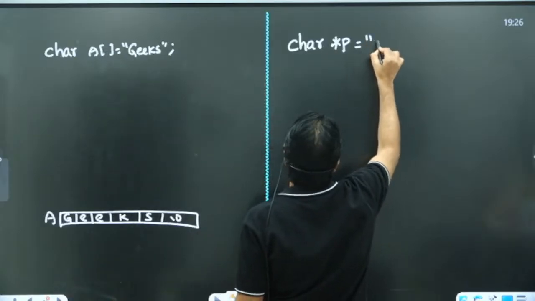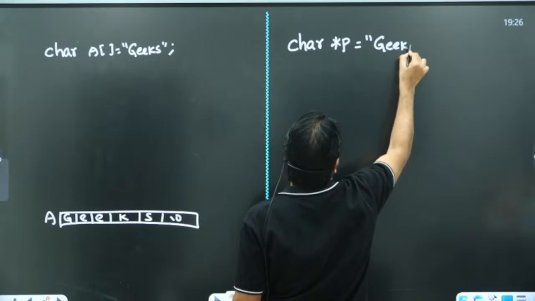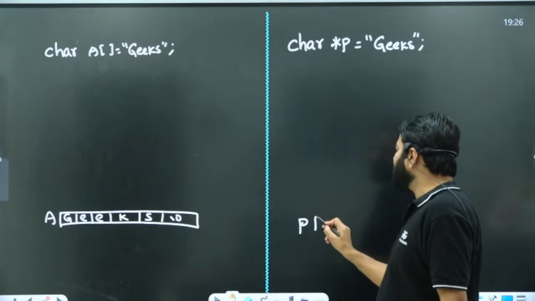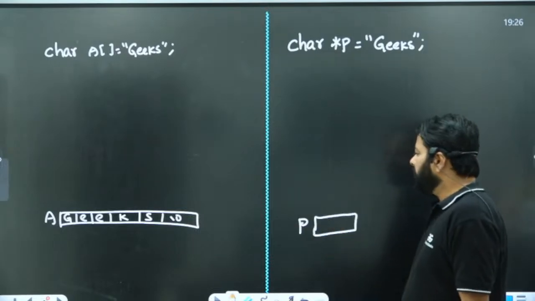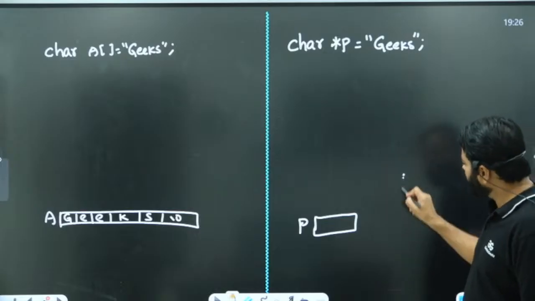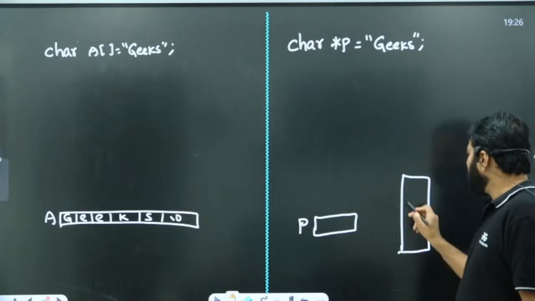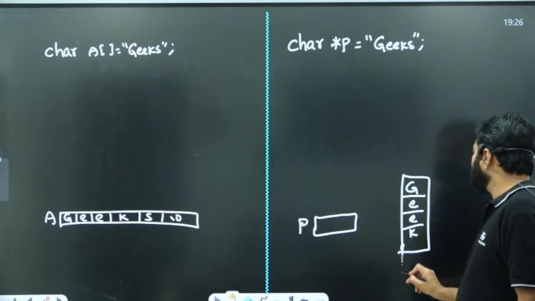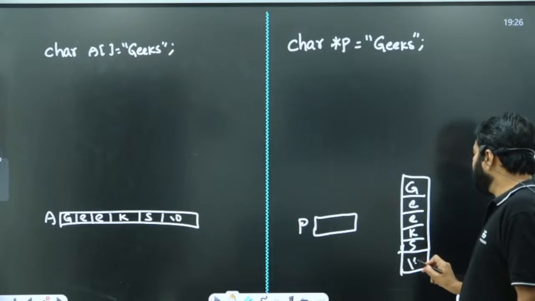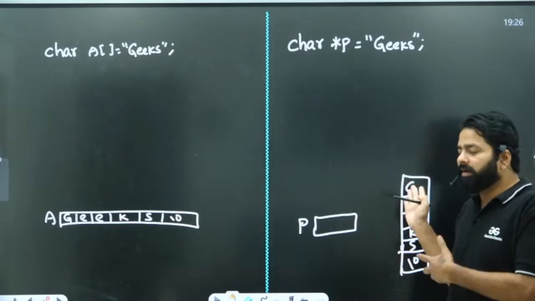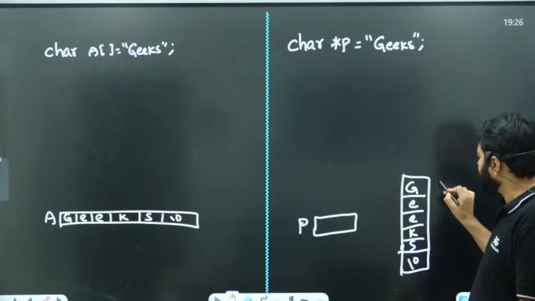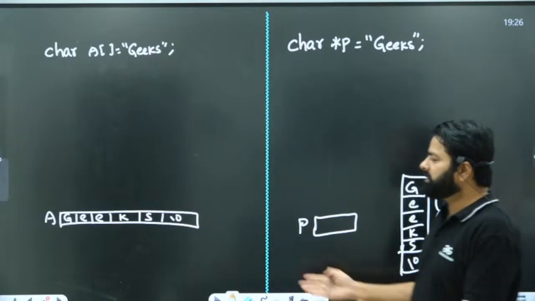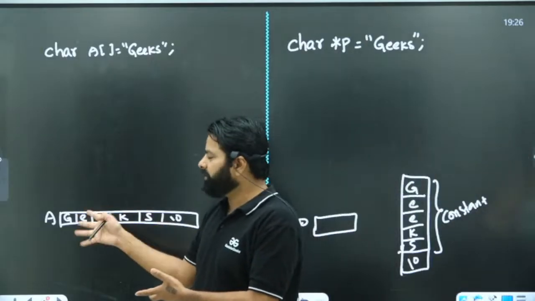When you do this, "geeks", what will happen here? The p is not the character, it's a pointer where "geeks" is actually stored in a buffer in memory somewhere, and the address of the first character is given. You don't have access to this. That p will have access to this, and you don't. This is constant now. What is this? Constant. You cannot modify it. But this is not a constant now. You can modify wherever you want.